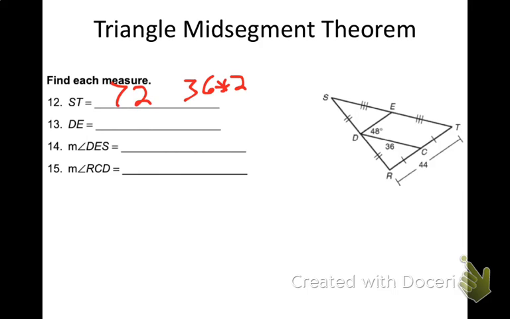Number 13, I want to find DE. So I want to find this blue line right there, Mr. Frost. How'd you find that? Half of 44. Good work.